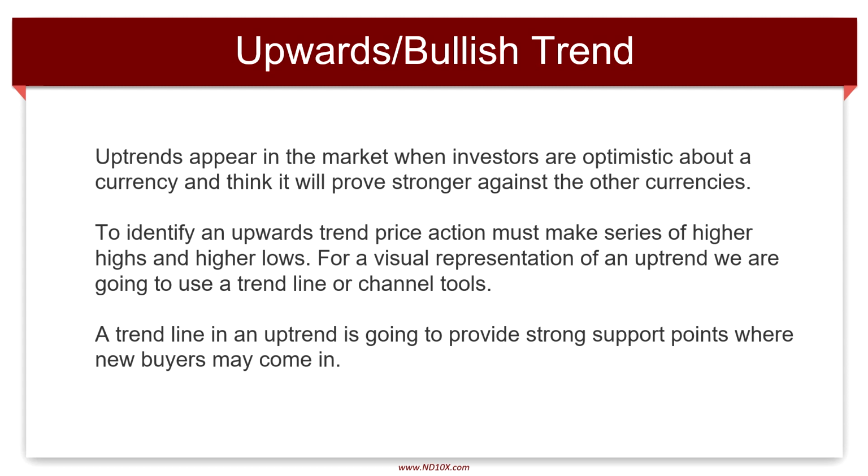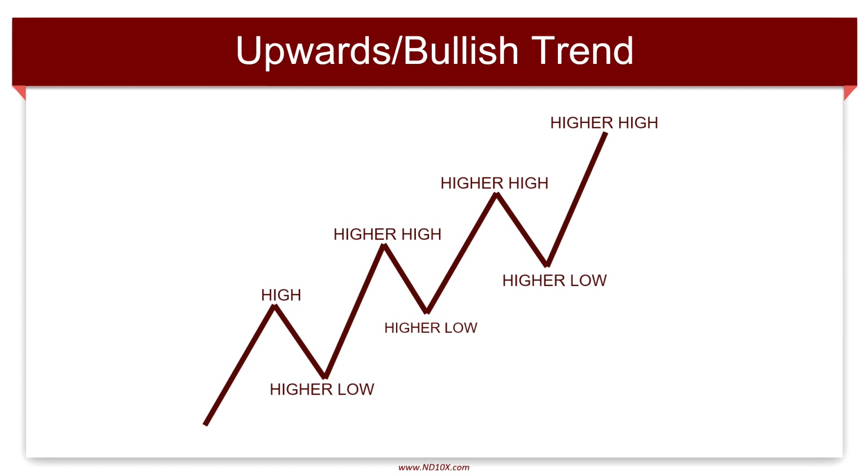For visual representation of an uptrend, we are going to use a trend line or channel tools. A trend line in an uptrend is going to provide strong support points where new buyers may come in. So this is the example of what we are going to search for in a chart to get a clue that market is in the uptrend. So we want to see a series of higher highs and higher lows.